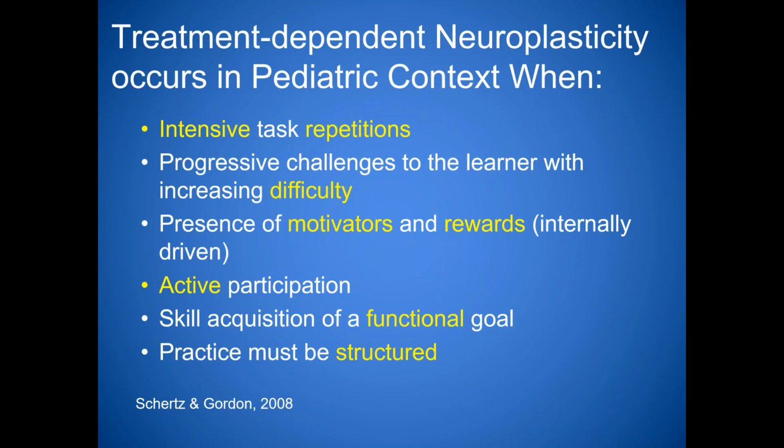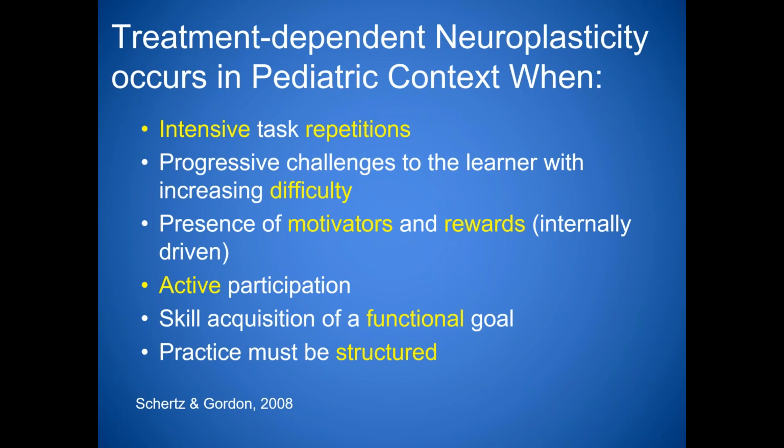that treatment-dependent neuroplasticity, or what we mean by treatment-dependent neuroplasticity, is treatment-dependent change occurs, especially in the pediatric context, when we have intensive task repetitions, so lots of repetitions, progressive challenges to the learner with increased difficulty, which we often forget about, that the need for challenges, the need to tax the system is very important to make these kinds of changes.